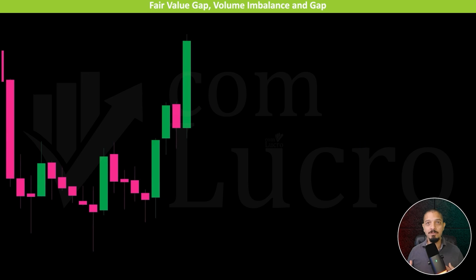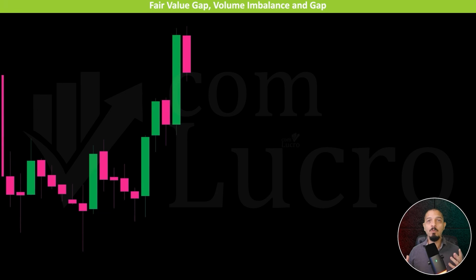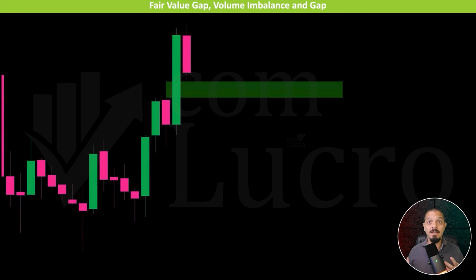Let us now move from theory into practice and observe some real examples of fair value gaps, volume imbalances, and gaps, starting with a very simple case. We begin with this 1-hour chart of the dollar index. By moving one candle into the future, we can identify the formation of a fair value gap, since the upper shadow of this candle does not overlap with the lower shadow of the previous candle. It is common for price to return to a fair value gap before continuing in its primary direction, although this is not the only way fair value gaps can be used.